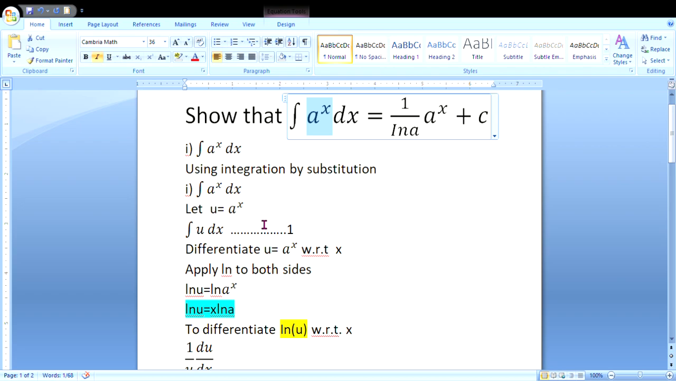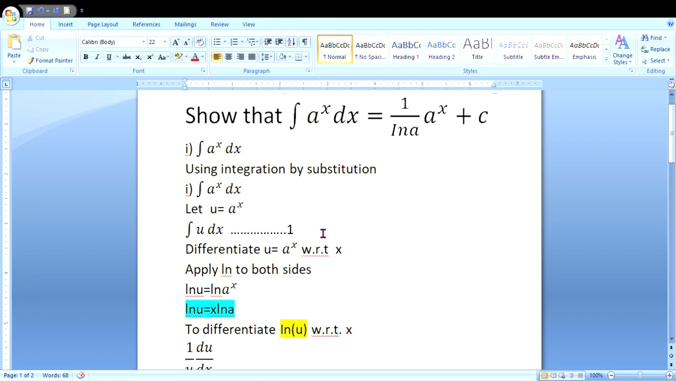Let u be equal to a raised to the power of x. So in place of a raised to the power of x, we are saying let it be u. If that is done, this integral becomes the integral of u dx.